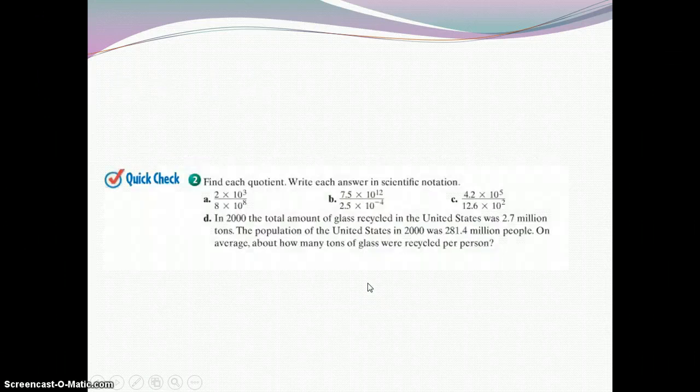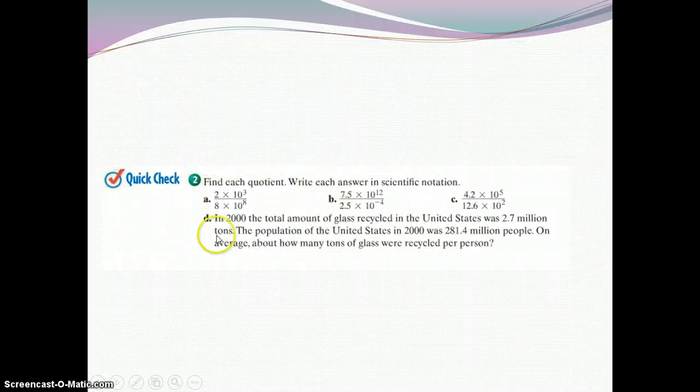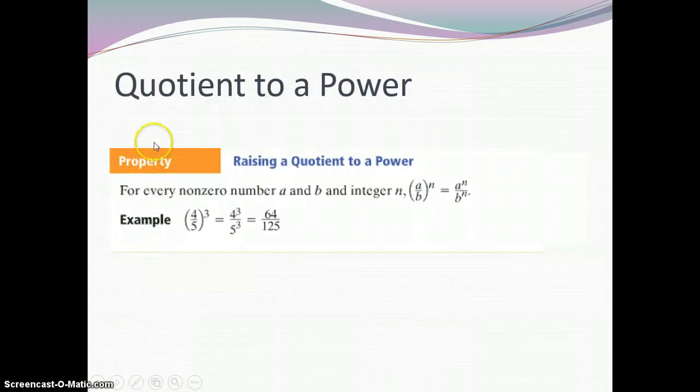Alright, let's take a look at this quotient to a power. In fact, let me go back. You're going to try these, and then hit pause, and then move on to example 3.